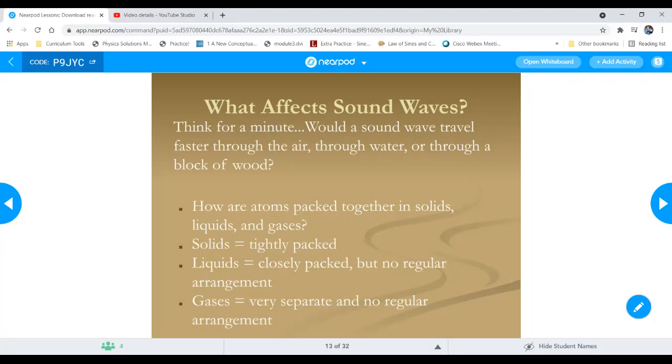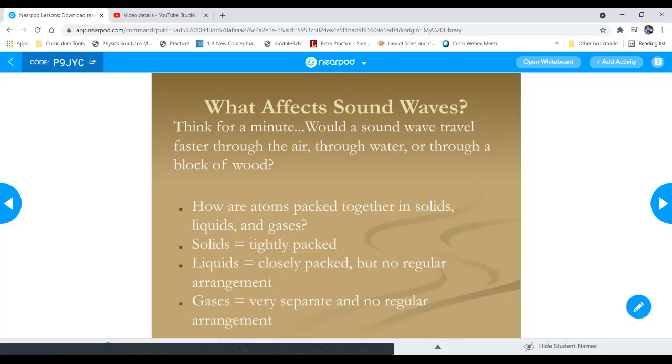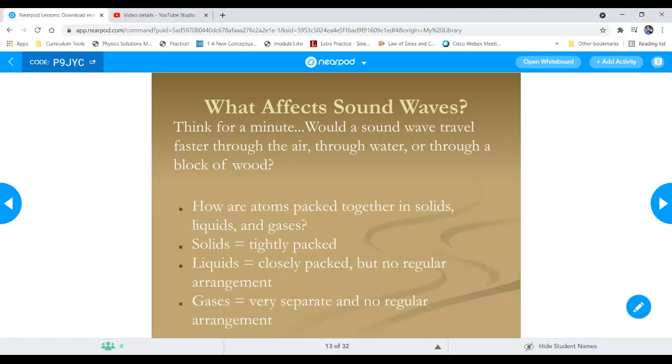So I want you to think about a wave. Remember how I said that it has to encounter something? Well, I want you to think about how the atoms are arranged in solids, liquids, and gases. In a solid, like in a block of wood, the atoms are packed really tight together. And so that sound wave is going to hit off of an atom faster as it travels through that block of wood. It'll go, atom, atom, atom, atom. It's going to go through really fast.